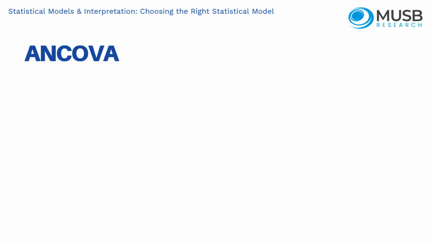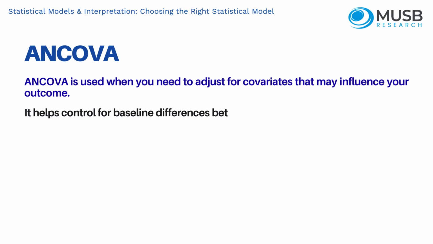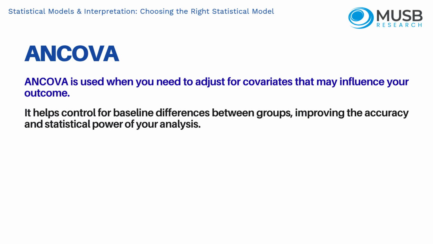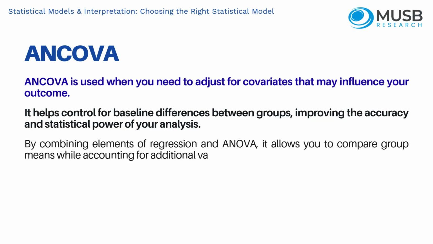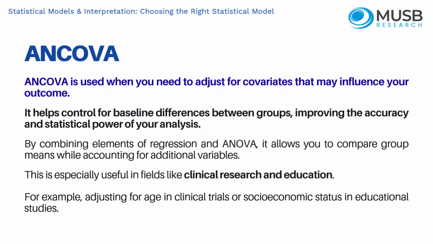ANCOVA. ANCOVA is used when you need to adjust for covariates that may influence your outcome. It helps control for baseline differences between groups, improving the accuracy and statistical power of your analysis. By combining elements of regression and ANOVA, it allows you to compare group means while accounting for additional variables. This is especially useful in fields like clinical research and education. For example, adjusting for age in clinical trials or socioeconomic status in educational studies.